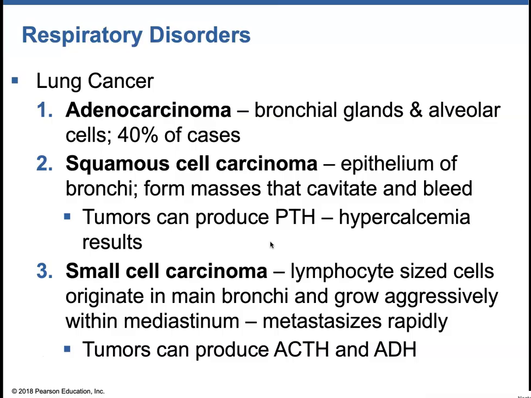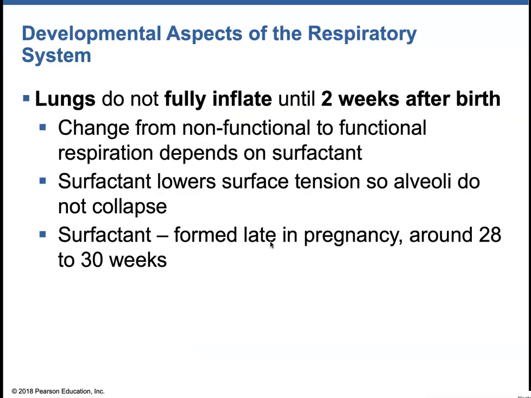So if you have hypernatremia and hyperglycemia, that could be indicative of a tumor that is causing this increased ACTH production. And then ADH, of course, is antidiuretic hormone, which increases blood pressure and then also increases fluid retention. So that could happen from the small cell carcinoma. So this is why these respiratory disorders can sometimes present as other things, but it ends up being that it's an issue and it's a cancer in the lung. So these are pretty insidious, these lung cancers.